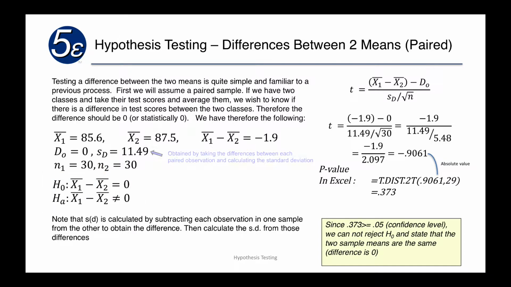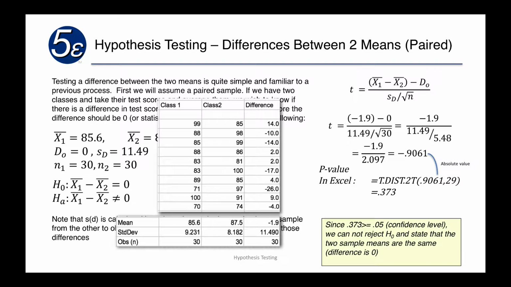Now, how we calculate the standard deviation here is by subtracting each of the observations in one sample from the other to obtain the difference. So an example would be if we have our set of data for sample 1, our set of data for sample 2, we're going to calculate a third column that will have the difference between the two. And then we're going to take that and calculate the standard deviation, and that will give us one standard deviation.